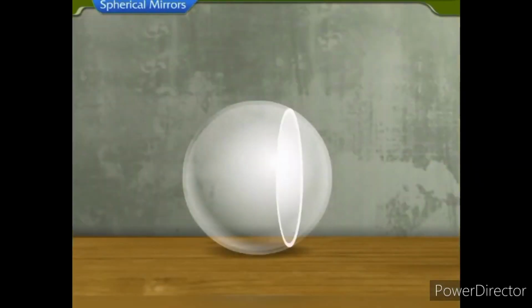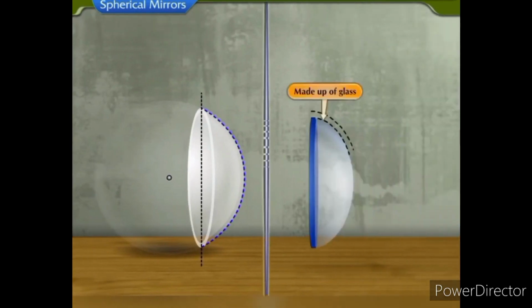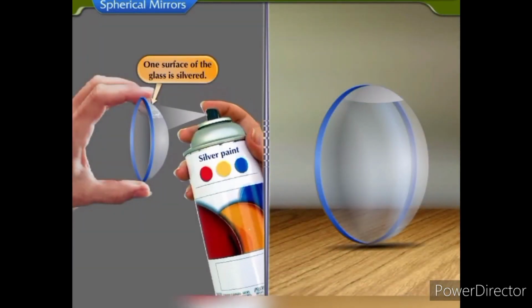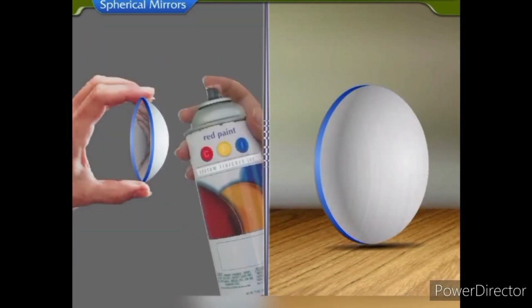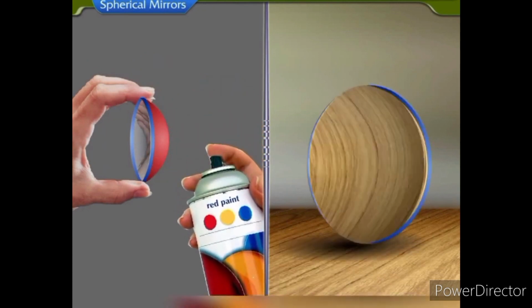A curved spherical mirror is actually a segment of the surface of a sphere. Its cross-section is an arc of a circle. It is generally made up of glass. One surface of the glass is silvered so that reflection takes place from the other surface.